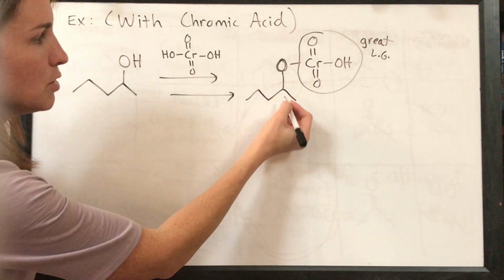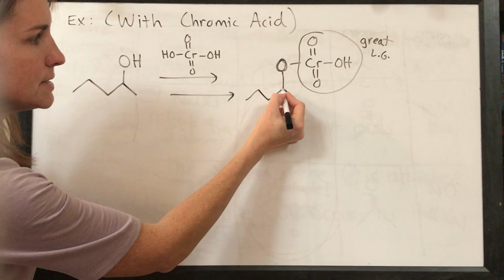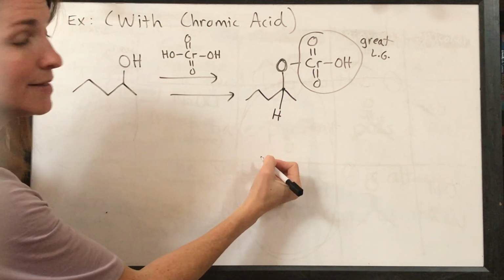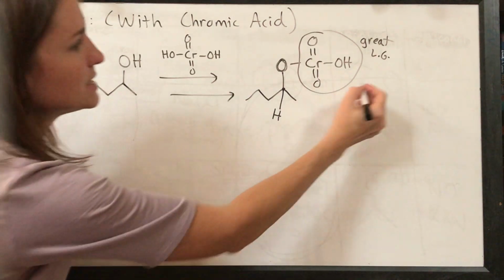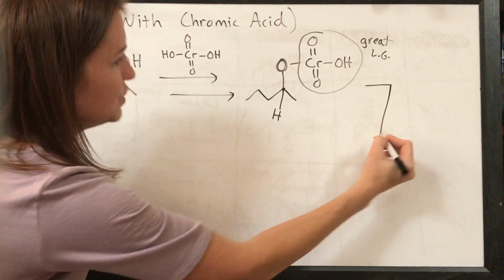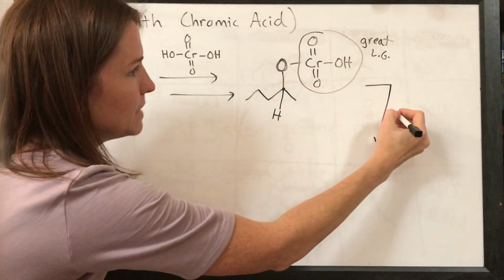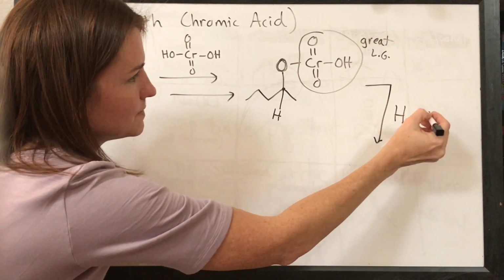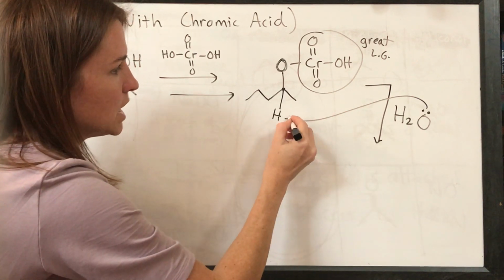We had said that the proton attached to the same carbon as the oxygen, okay, so I'm going to draw out that proton. That proton there then gets pulled off by the best base present. And in this case, if you're in acidic conditions with chromic acid, your best base is going to be water. So water is going to act as a base. It's going to pull off this proton.